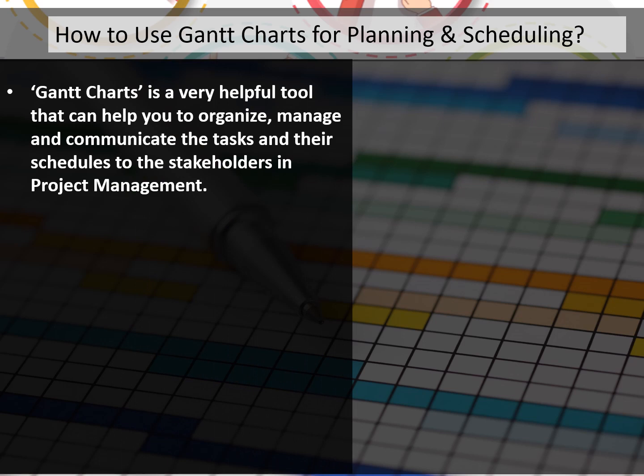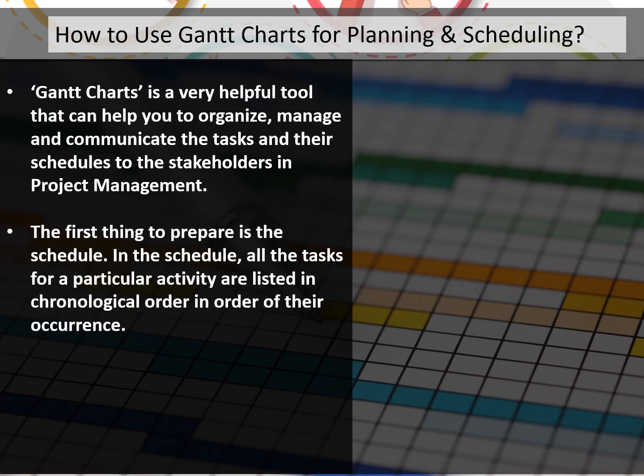Gantt charts are a very helpful tool that can help you to organize, manage, and communicate the tasks and their schedules to the stakeholders in project management. The first thing to prepare is the schedule. In the schedule, all the tasks for a particular activity are listed in chronological order, in order of their occurrence.